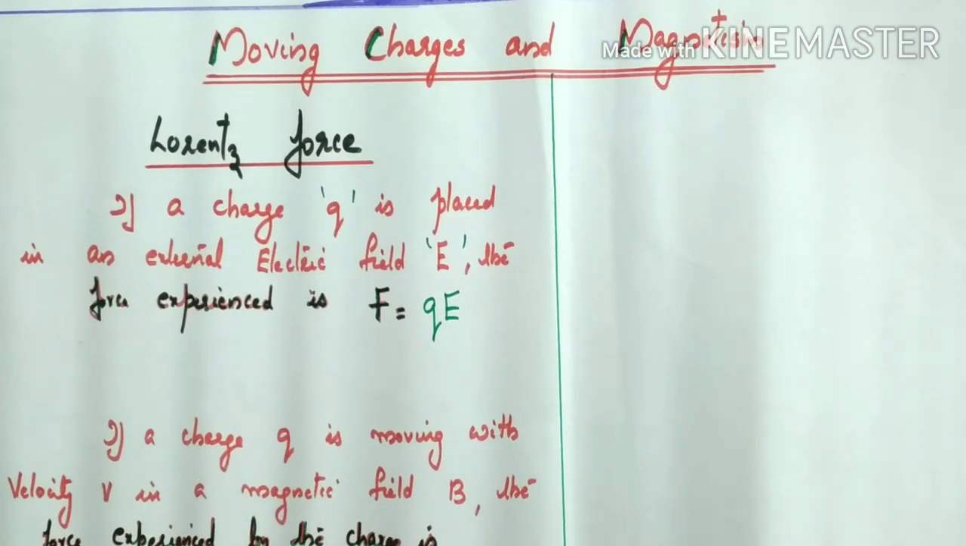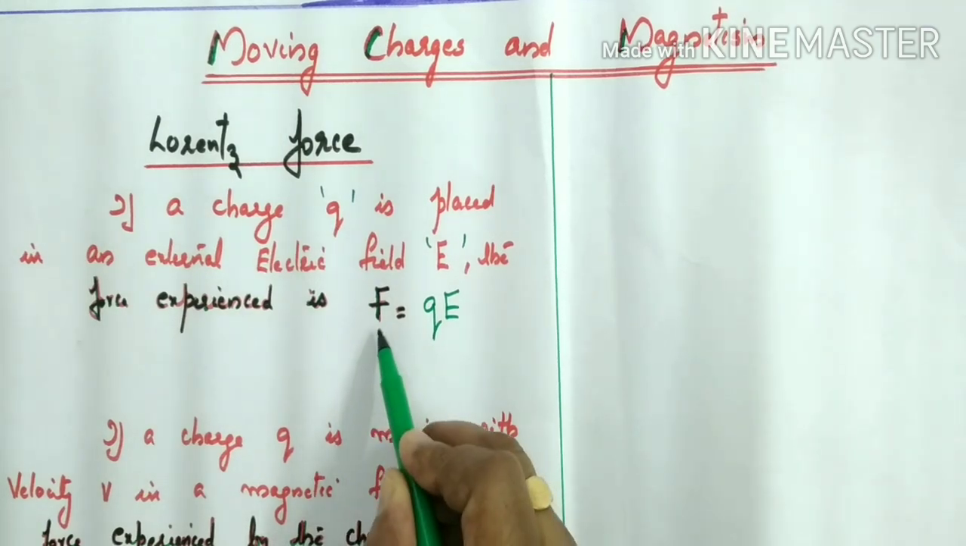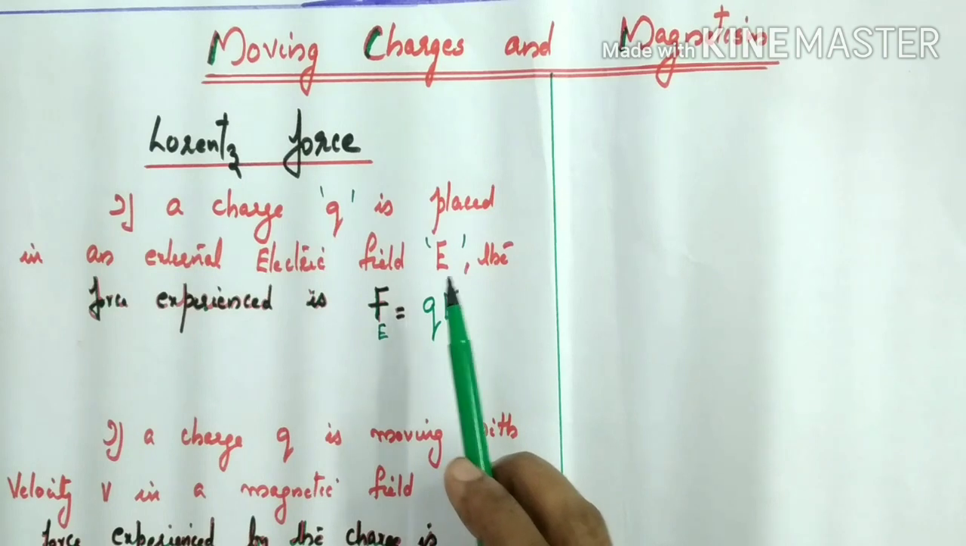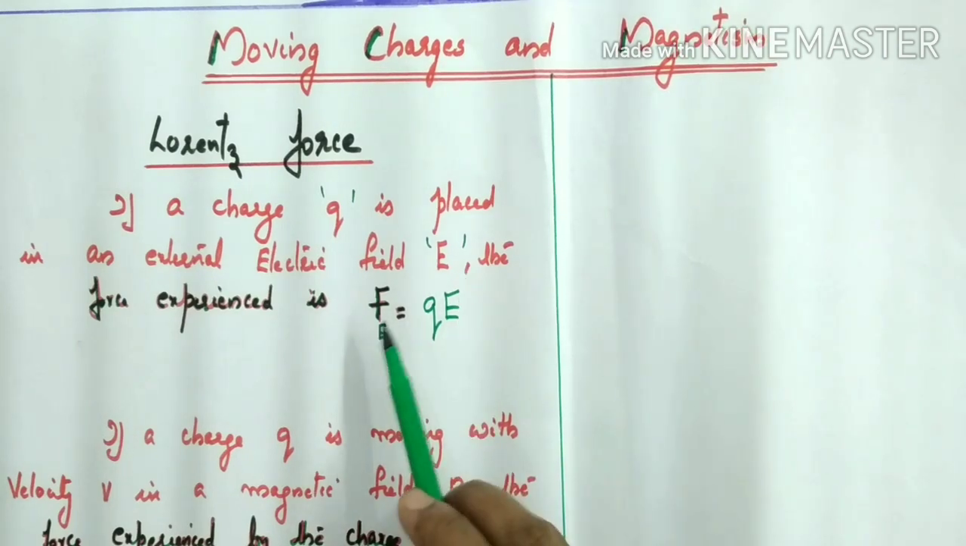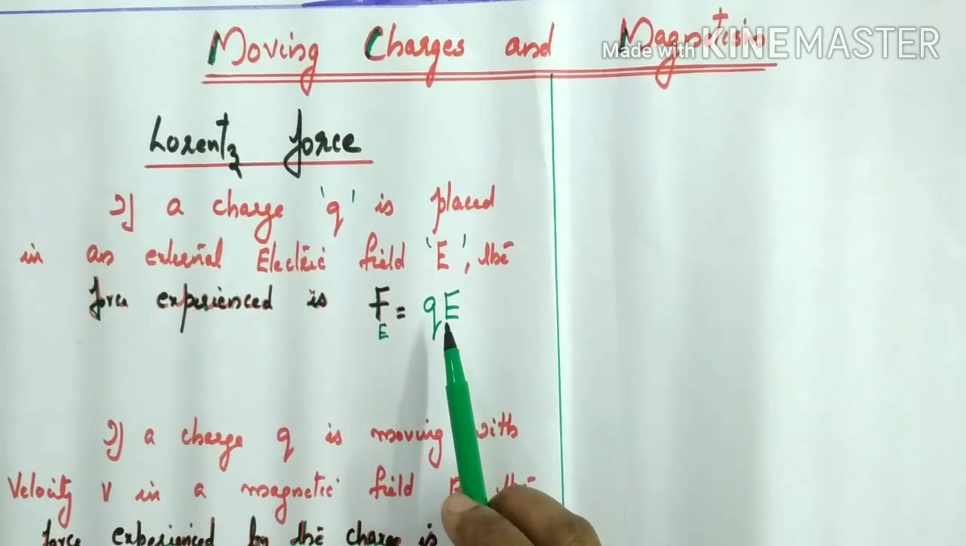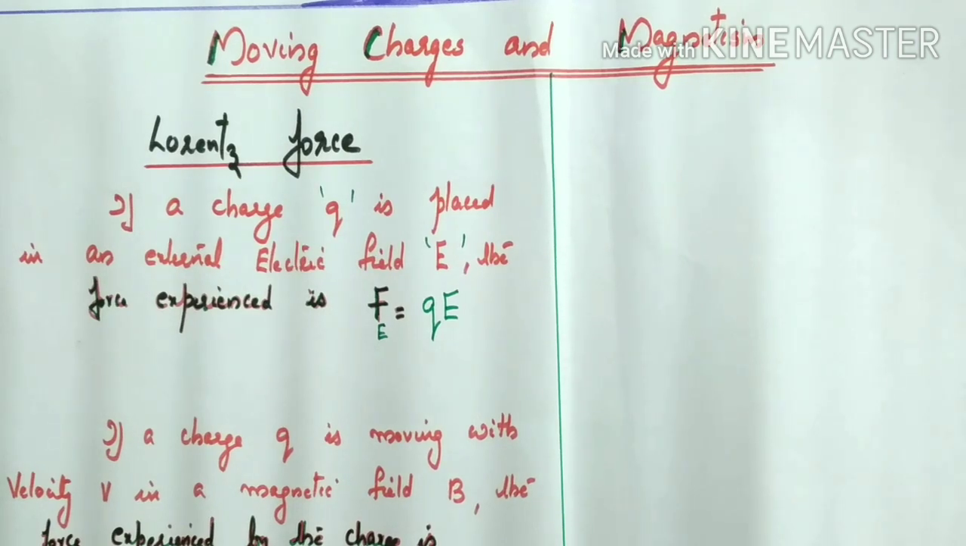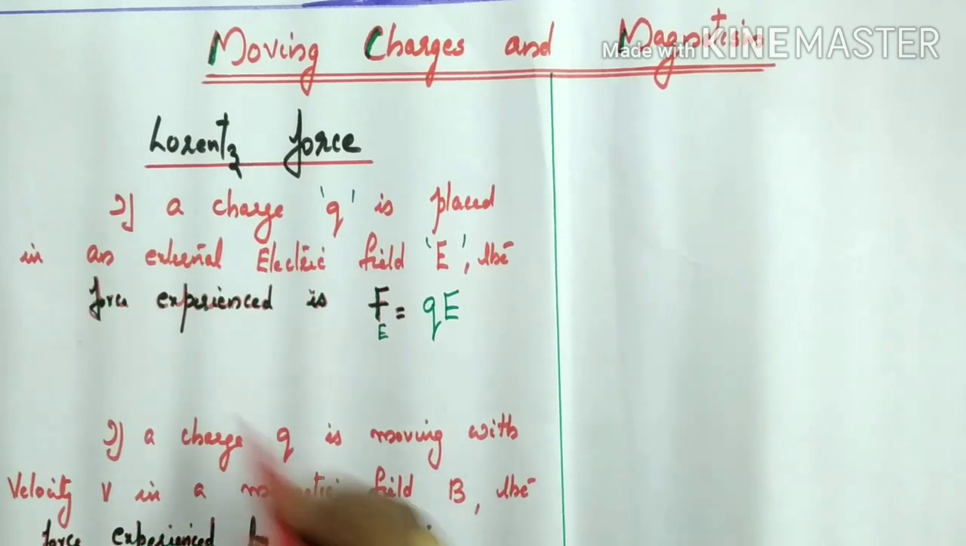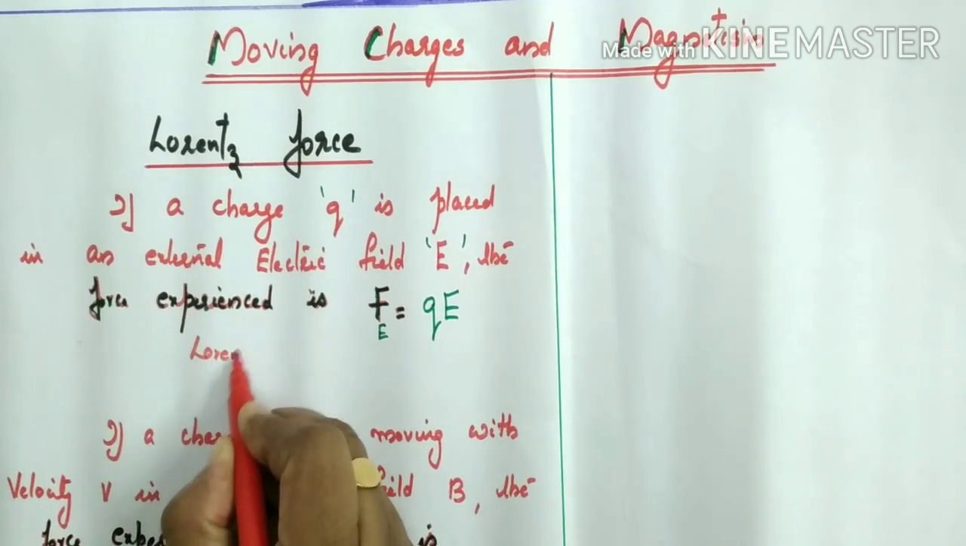Now we are going to discuss Lorentz force. We know if a charge is placed in an external electric field E, it experiences a force. That force is given by F equals QE. This force is called electric force, Fe. So the force experienced by a charge in a uniform electric field E is Fe equal to QE, and this force is called Lorentz electric force.